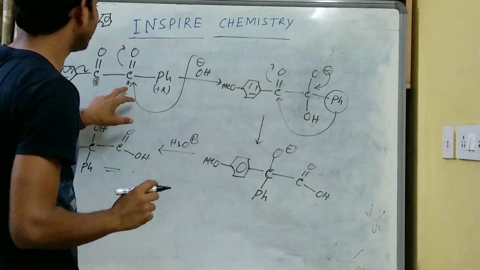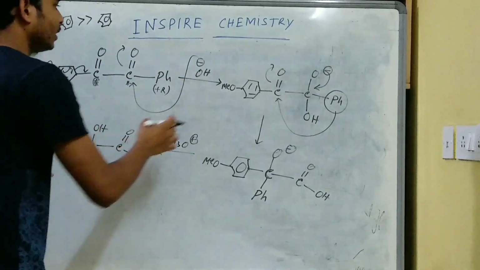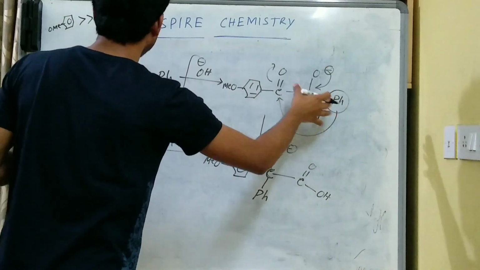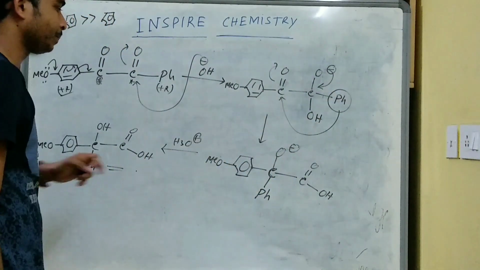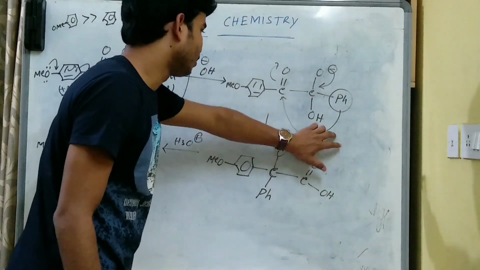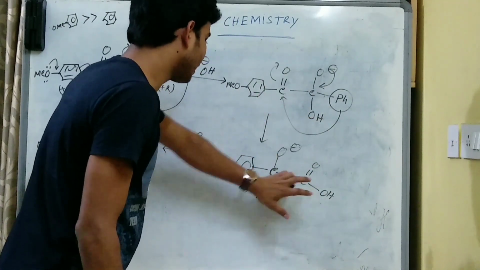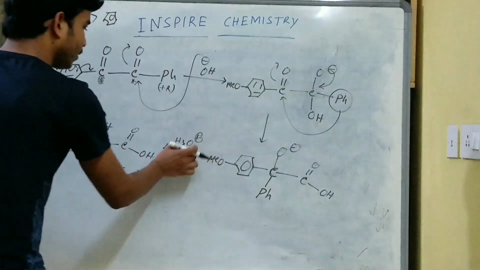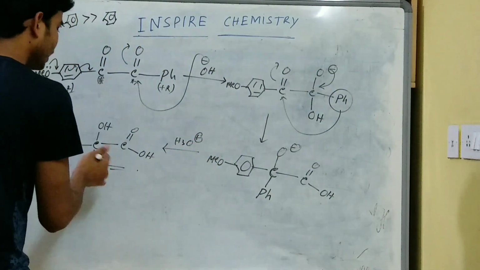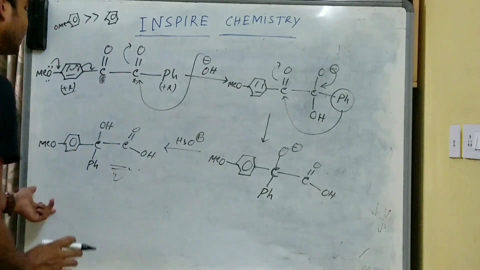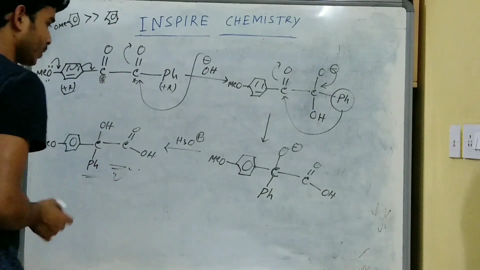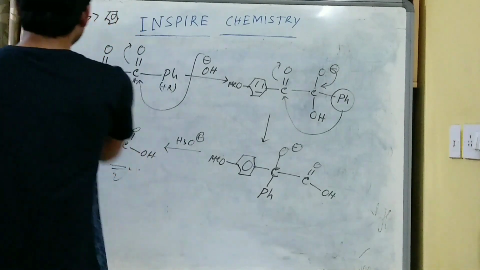So this OH minus will attack the more electrophilic carbon, and after that this type of intermediate will form, and the phenyl will go to this carbon center and migrate to this carbon, and this type of product is formed. After that when we give H3O plus, the O minus takes the H plus and forms this type of hydroxy acid. This will be the product.